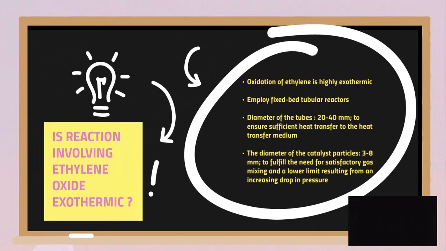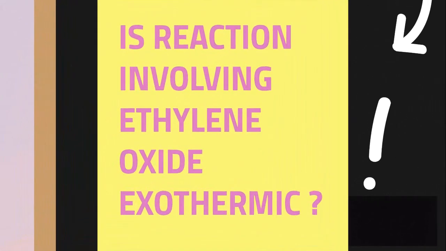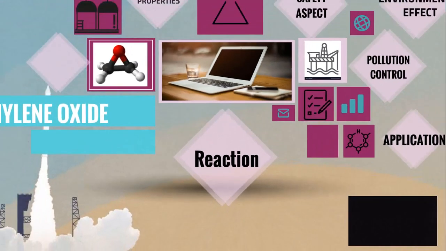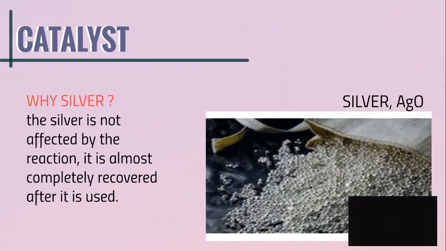Moving on to the next slide. Is the reaction involving ethylene oxide exothermic? Indeed. That's why it employs fixed bed tubular reactors, as they can bear a large amount of heat. And also not to forget, the small diameters of the tubes and the catalyst particles also affect the increase in temperature during the reaction. Let's now move to the next part, which is the catalysis.